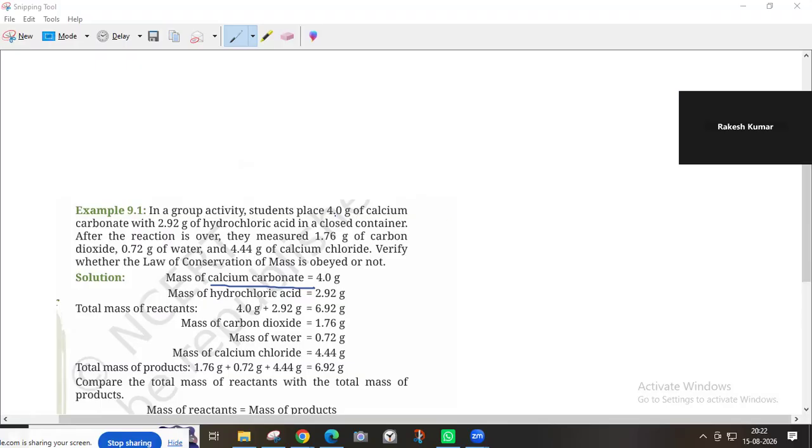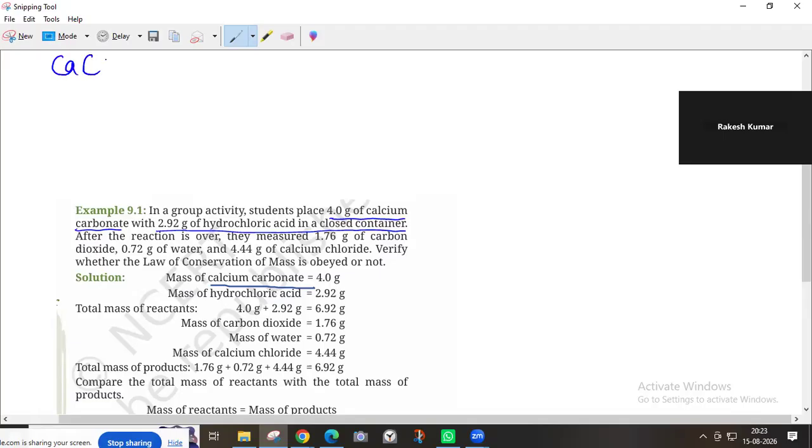So, 4 gram of calcium carbonate reacts with 2.92 gram of HCl in a closed container. Now, generally this is in solution, but he's given you mass, so we'll think of mass. The first thing you have to understand is when something is reacting, do we know the chemical equation? That's the first and most important thing. Otherwise, you are vague. You will never be sure.